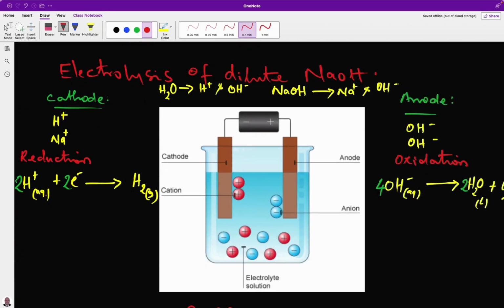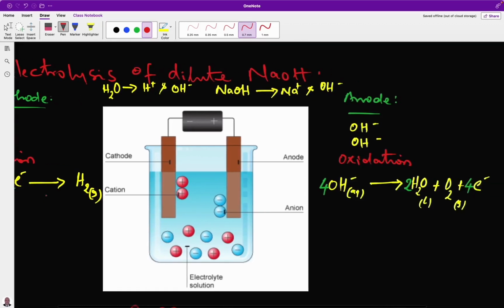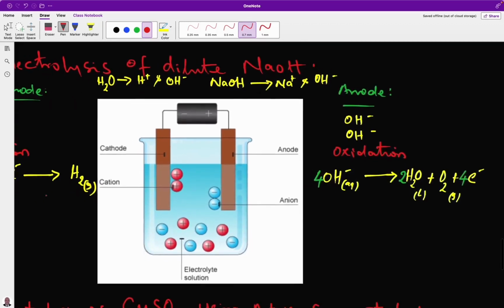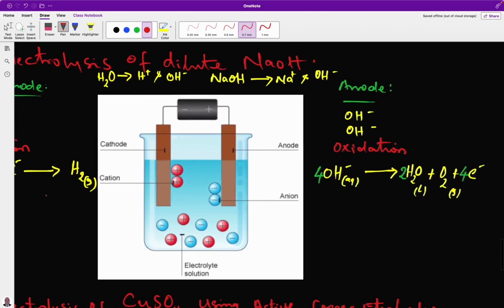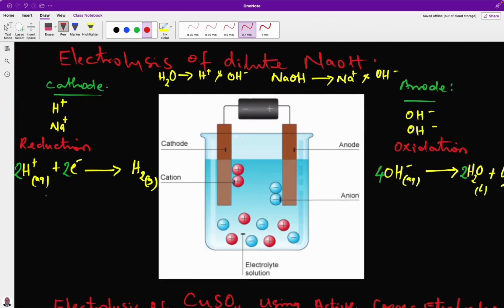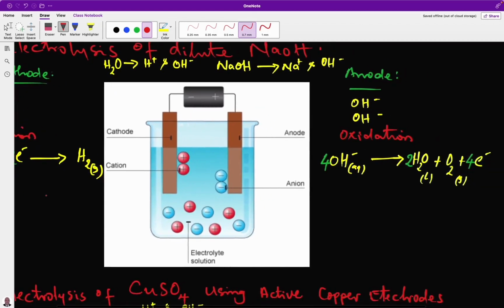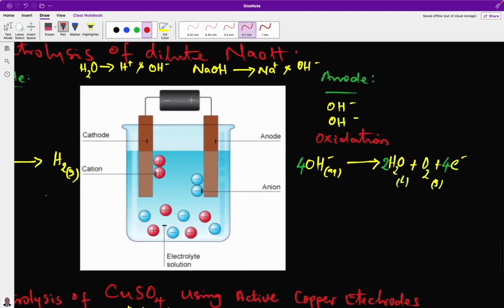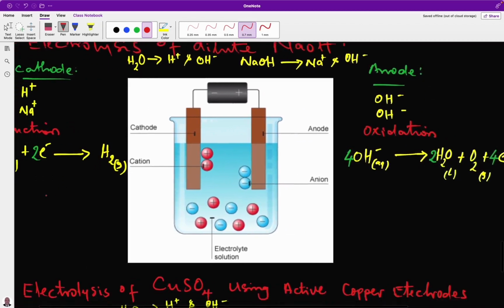It also led us to the electrolysis of dilute sodium hydroxide, which is the same thing. We had sodium and hydrogen, but hydrogen was given priority at the cathode, and at the anode we had the OH ion. Hydrogen is reduced to hydrogen gas, and OH will release water and oxygen gas.